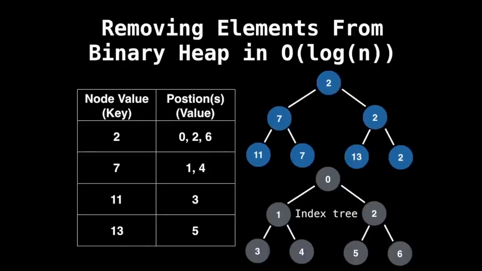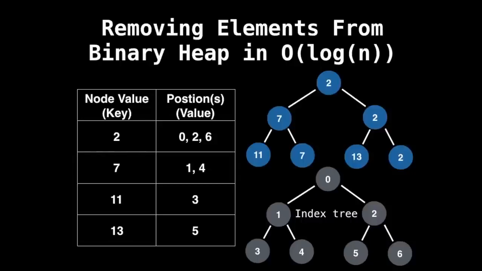Okay, so observe the blue heap. Remark that it has repeated values. Namely, we can see that the 2 is there 3 times, 7 is there twice, 11 and 13 once. Below I have drawn the index tree, a tree which can help us determine the index position of a node in the tree. 11, for example, is at index 3, 13 at index 5, and the first 2 at index 0.